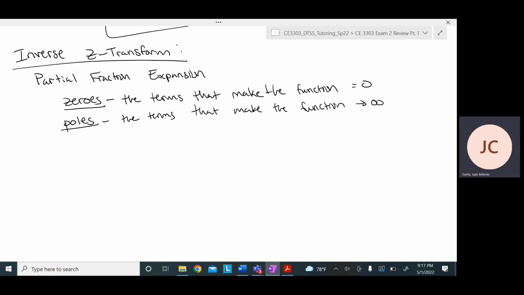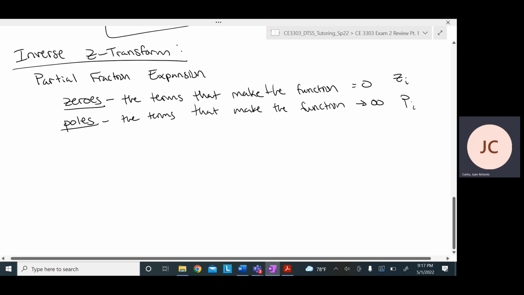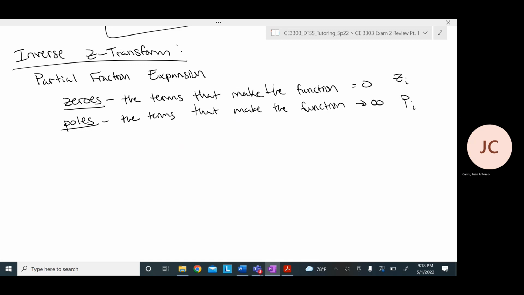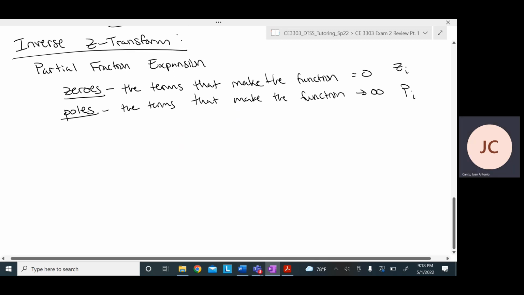So we'll be using poles a lot. Unfortunately, zeros are denoted by z. Just know if I have a little subscript by z, it's a zero, not the actual variable z in our z transform. And poles are denoted by p. Okay, and they have a subscript because there are multiple zeros and multiple poles. And we'll talk a lot more about zeros and poles when we get to the transfer function. But the reason it's important is for this in particular.